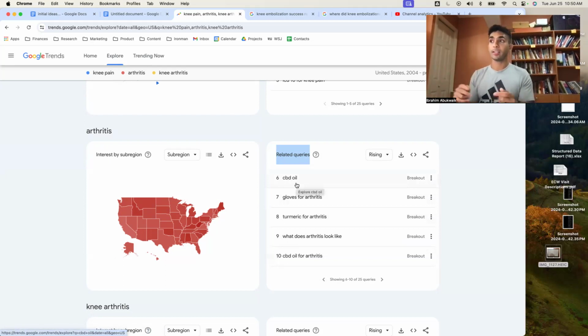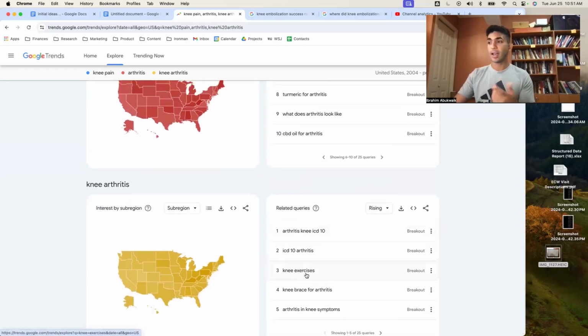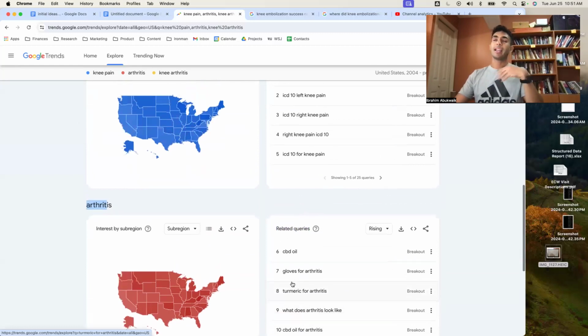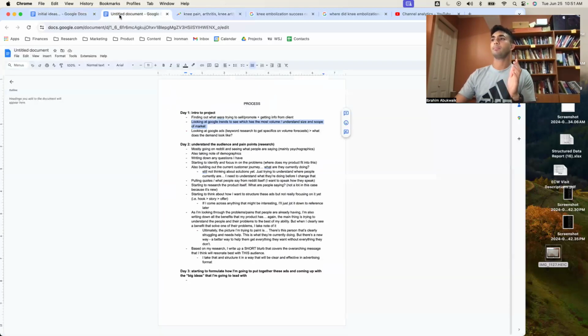They have arthritis and they're looking for CBD oil, gloves for arthritis. These are all solutions for arthritis. So I know when people search arthritis, they're looking for solutions. That's interesting, right? If I just go to knee arthritis, knee exercise, this is people looking for solutions. People looking for a knee brace, a specific solution. I don't want to go too deep into the details, but the point is this.